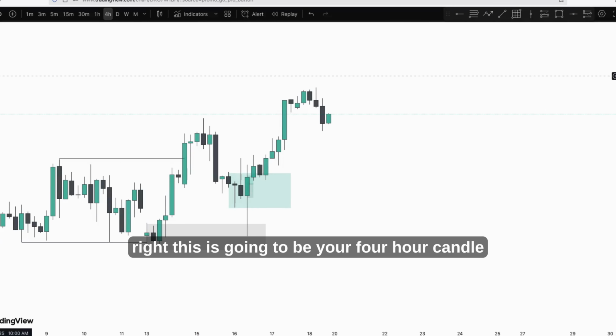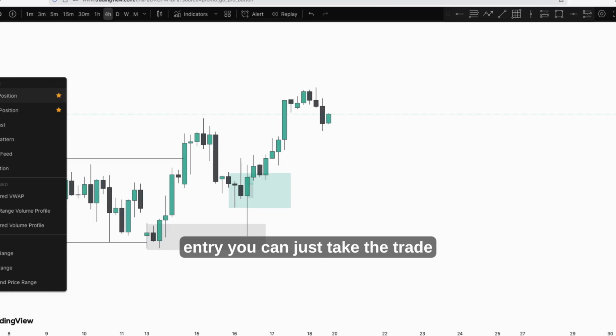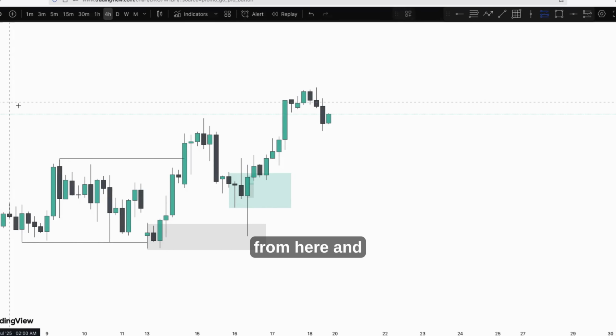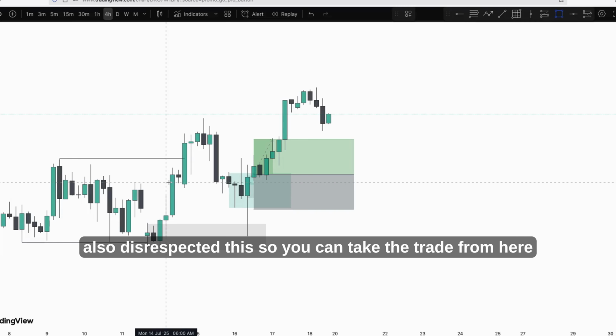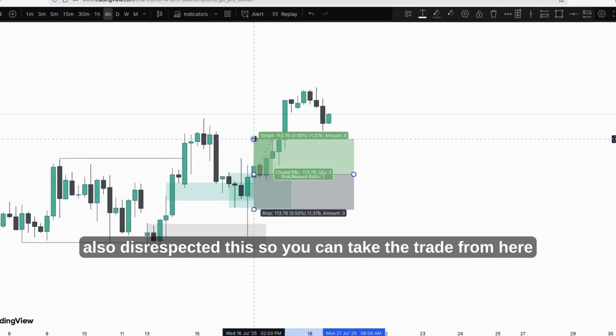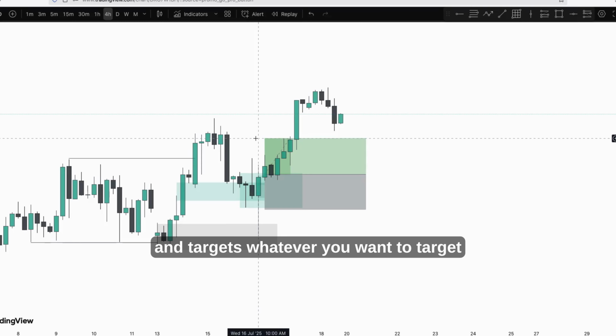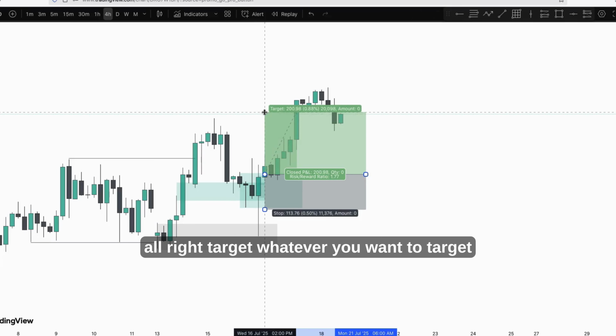This is going to be your 4-hour candle entry. You can just take the trade from here. And again, I will show you one other thing that you can see. You can see that we also disrespected this. So you can take the trade from here and target whatever you want to target up here.